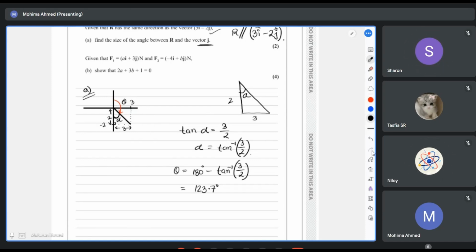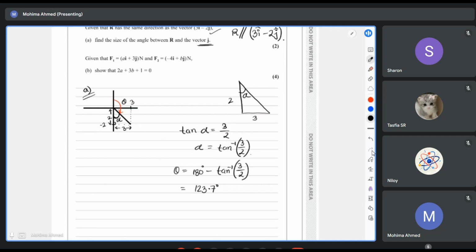Okay, for part B, it says F1 and F2. You can clearly see that F1 has an alphabet A. I and J are just for directions, right? I means positive x-axis, J means positive y-axis, or negative y-axis. Now you have this A in F1 and B in F2, and we need to show that 2A plus 3B equals 1. We have to derive this equation at the end.